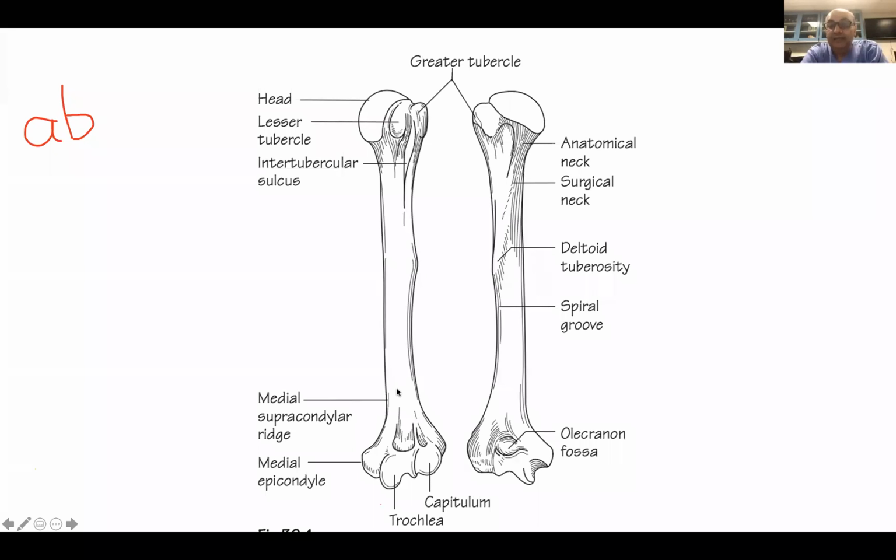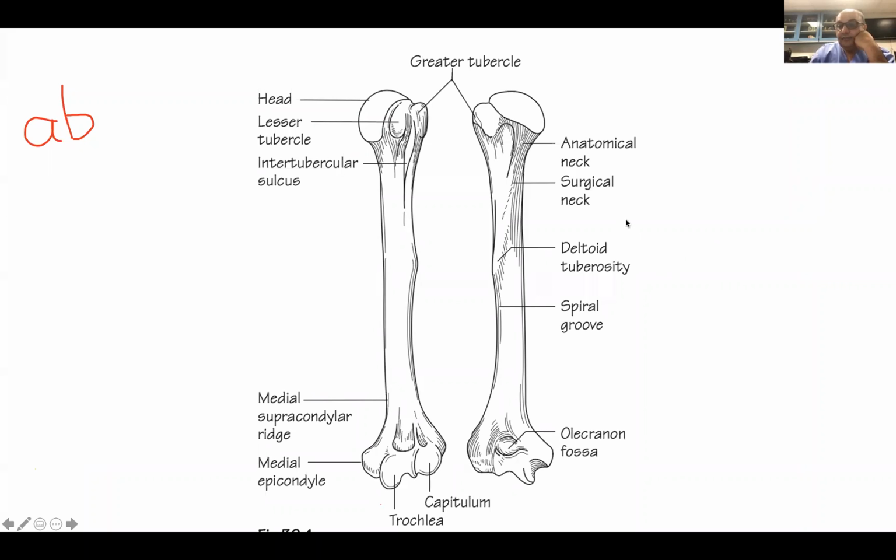And then we have what? What finding might we find? Any idea? Volkmann's ischemic contracture. We'll find Volkmann's ischemic contracture. The word ischemia is connected to blood supply. Volkmann's ischemic contracture. Anything else?